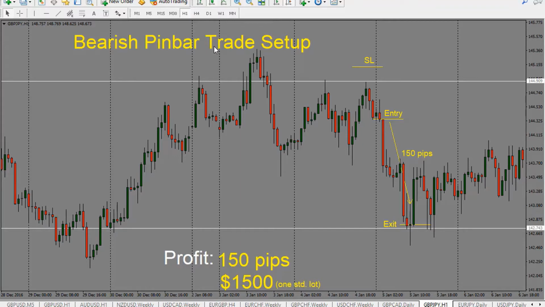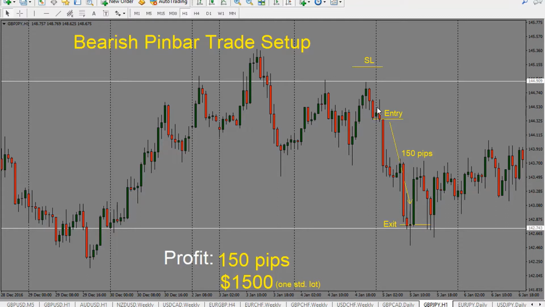We're looking at a bearish pin bar trade setup. This is pound yen 1 hour chart. Like I mentioned before, pin bar is one of my favorite trade setups because we are only looking at one candlestick. So this one here is our bearish pin bar.